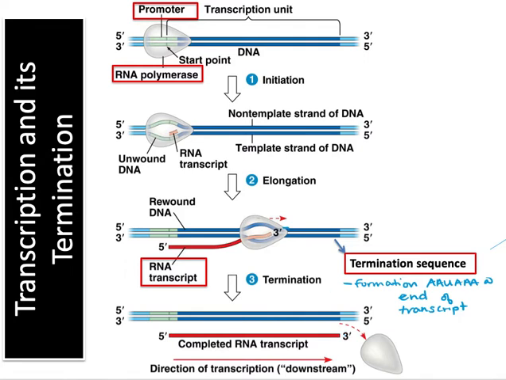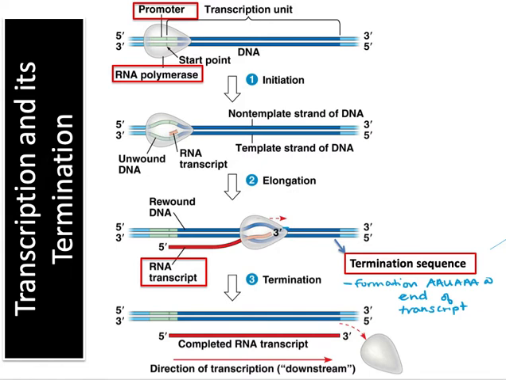Right, so in prokaryotes, that's that. In a prokaryotic cell, this completed RNA transcript will immediately get read by the ribosome in translation. But in eukaryotes, this process right here is happening in the nucleus. And the RNA transcript has to go from the nucleus out into the cytoplasm before a ribosome clamps on.